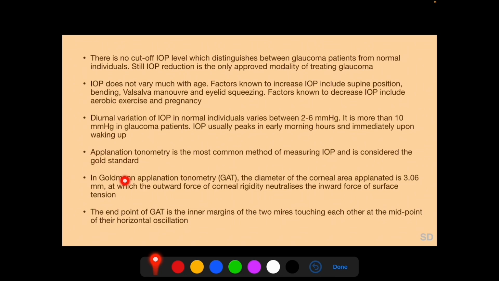In Goldmann applanation tonometry, the diameter of the corneal area applanated is 3.06 millimeters, and at this diameter, the outward force of corneal rigidity neutralizes the inward force of surface tension of the tear film. The endpoint of intraocular pressure measurement with the Goldmann applanation tonometer is that the inner margins of the two mires should just be touching each other at the midpoint of their horizontal oscillation with ocular pulsation.